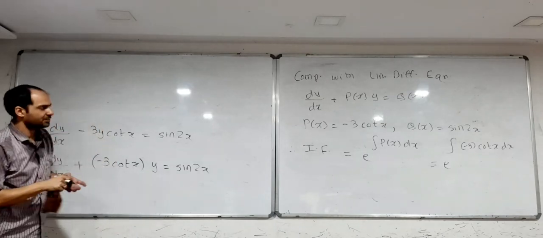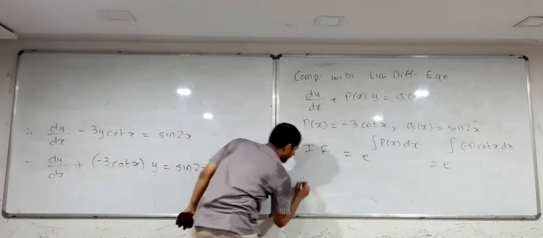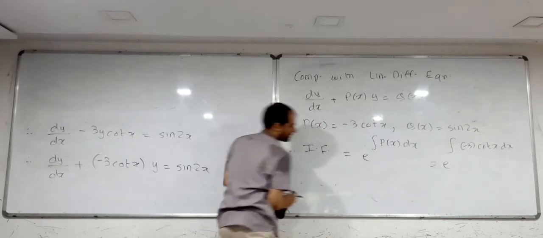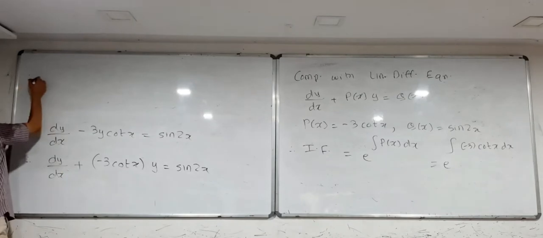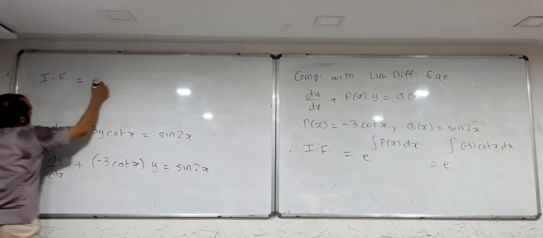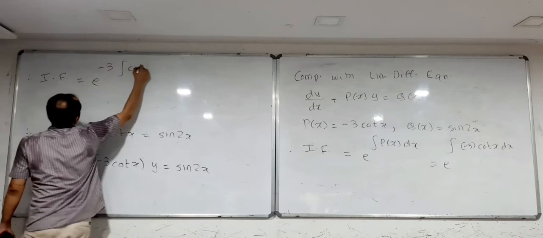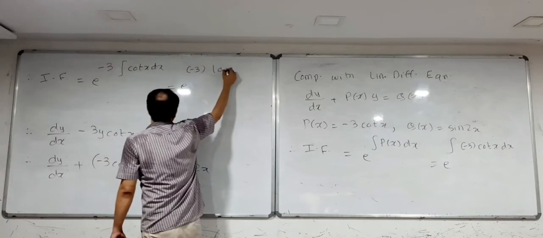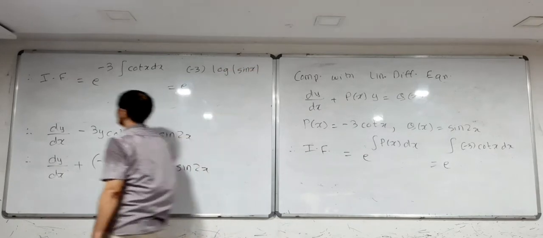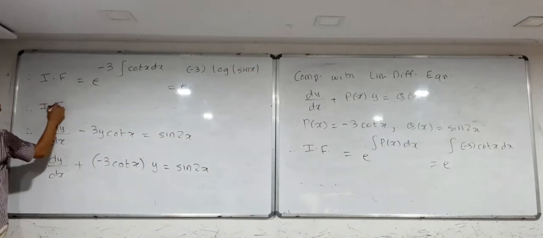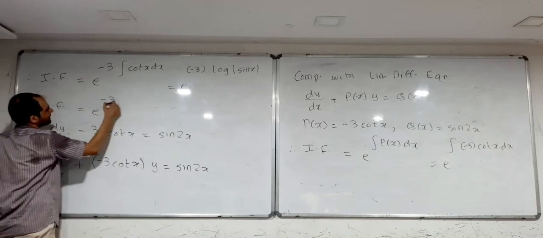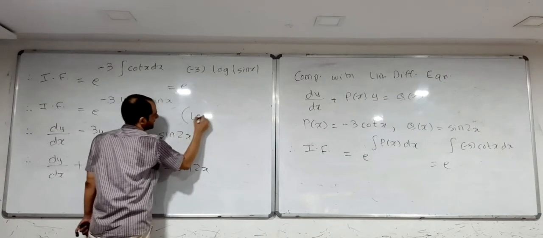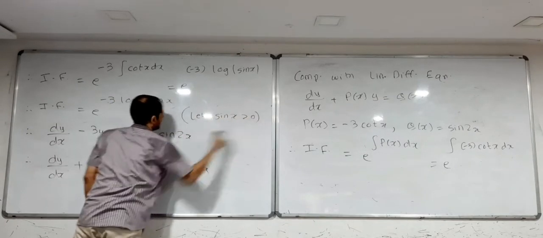So IF is e raised to minus 3 integration of cot x dx, which is e raised to minus 3 log of mod of sin x, obviously to the base e. So IF is e raised to minus 3 into log of sin x to the base e. Let sin x be greater than 0.